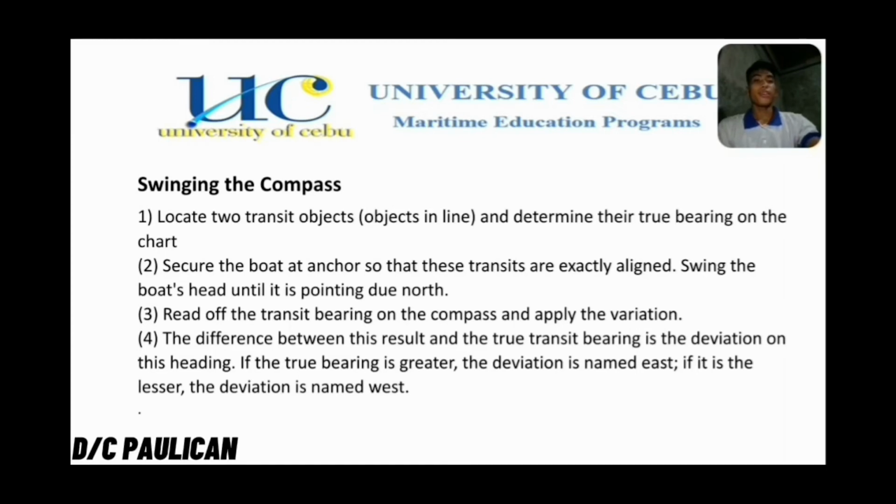Third, read off the transit bearing on the compass and apply the variation. Fourth, the difference between this result and the true transit bearing is the deviation on this heading. If the true bearing is greater, the deviation is named east. If it is the lesser, the deviation is named west.